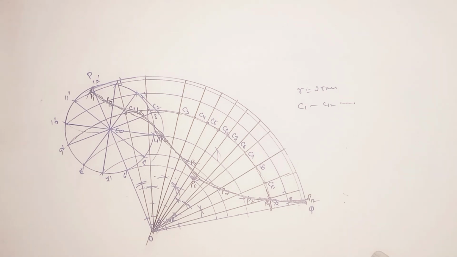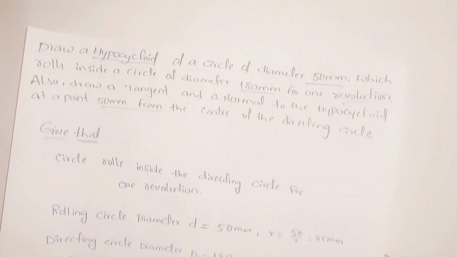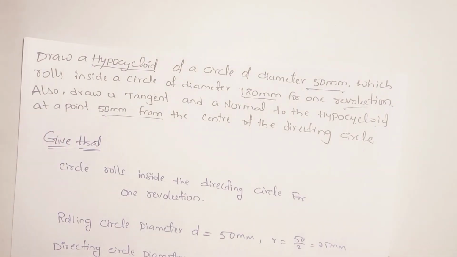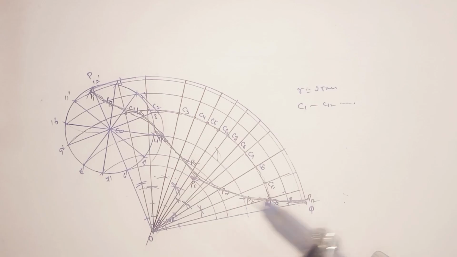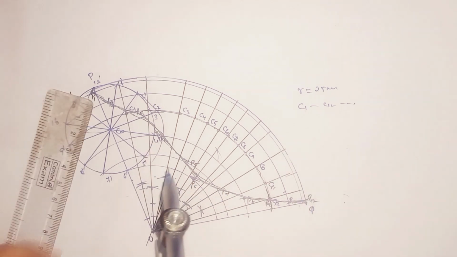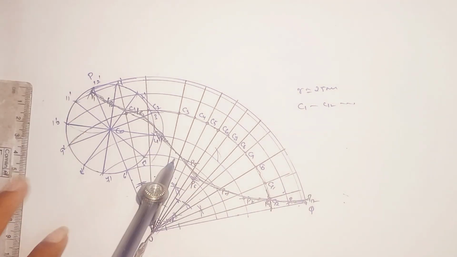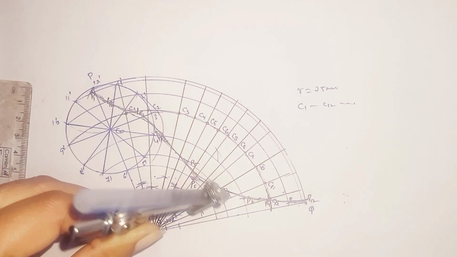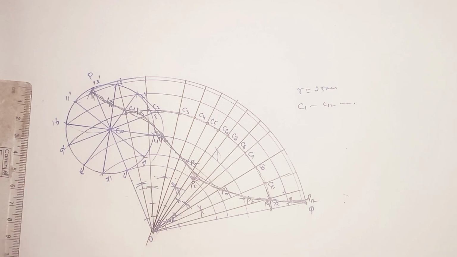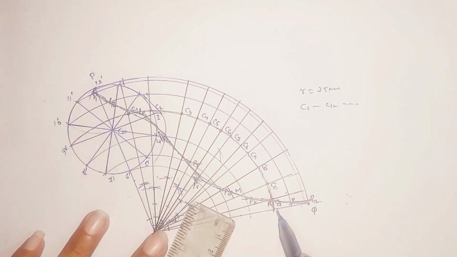As given in the question, we have to draw, at a point 50 mm from the center of the directing circle, a tangent and normal. So take a compass with a 50 mm radius, O as a center. Cut the hypocycloid curve at a distance of 50 mm, and that point should be the M point. From M, draw a radius R equal to 2.5.